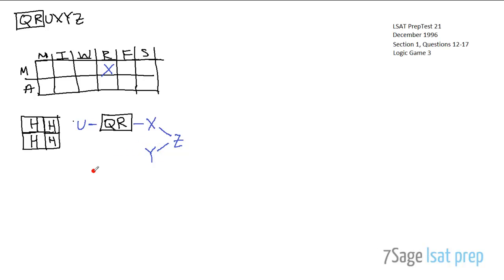Okay, so thinking about this a little bit, what we know for sure is that there's got to be 2 things, because this QR block is actually just one thing. 2 things before X, 2 things after X, right? Which means that there's only so many different places that this hostile witness block can go. So there's only 4 possibilities, or 3 possibilities now, right? Monday, Tuesday, Wednesday, or Friday and Saturday.